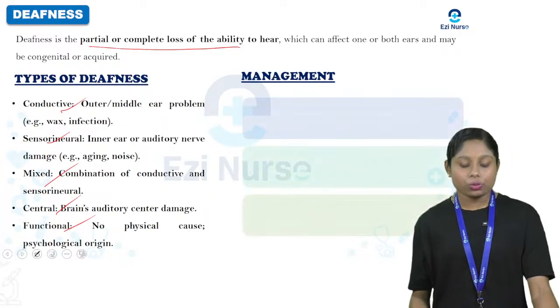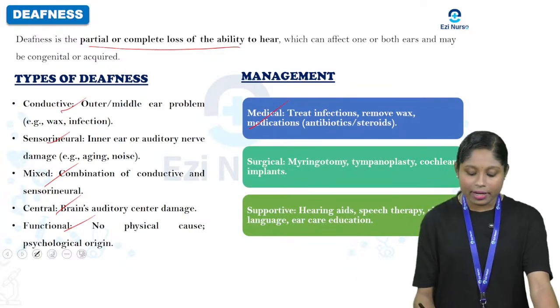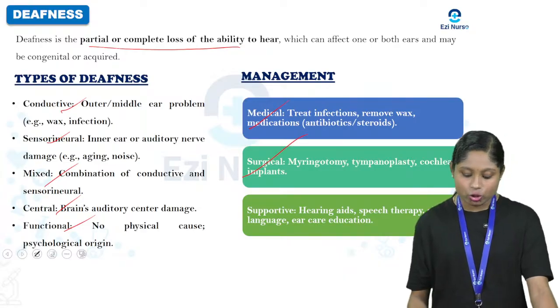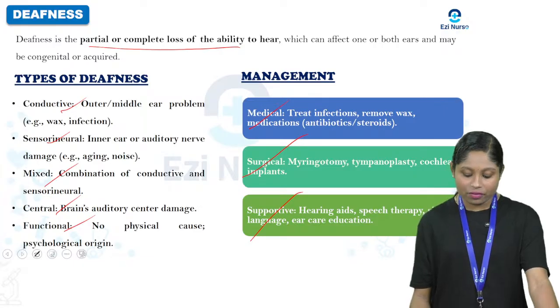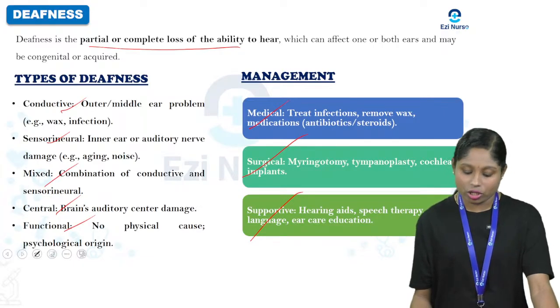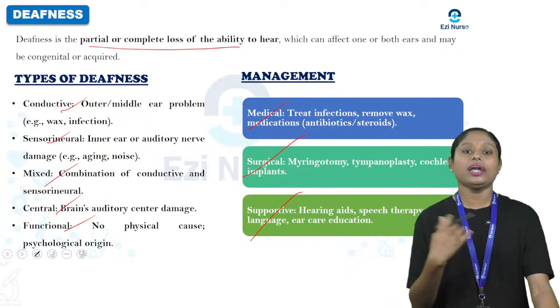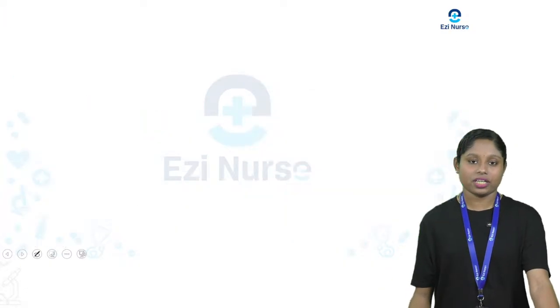Coming to the management of deafness. Medical: treatment of infection, removing the wax, medications including antibiotics and steroids. Surgical: myringotomy, tympanoplasty and cochlear implants. Supportive: hearing aids, speech therapy, sign language and ear care education. So these are the main management. For further details on disease conditions affecting the ear, you can go through the Ezinurse application.